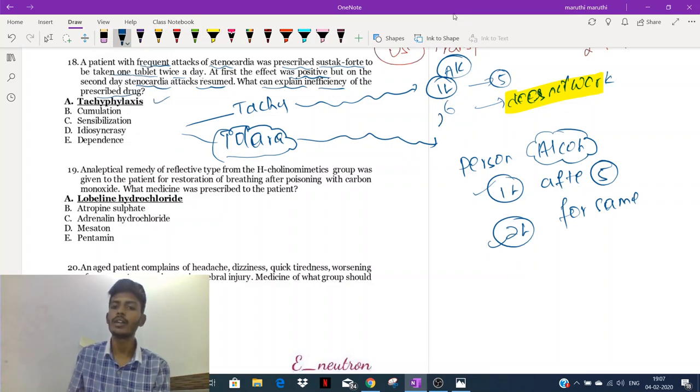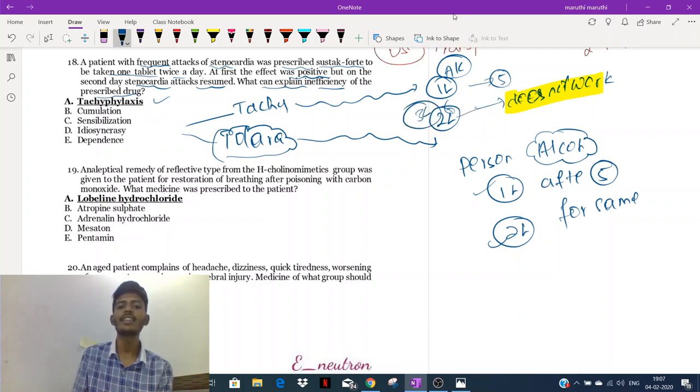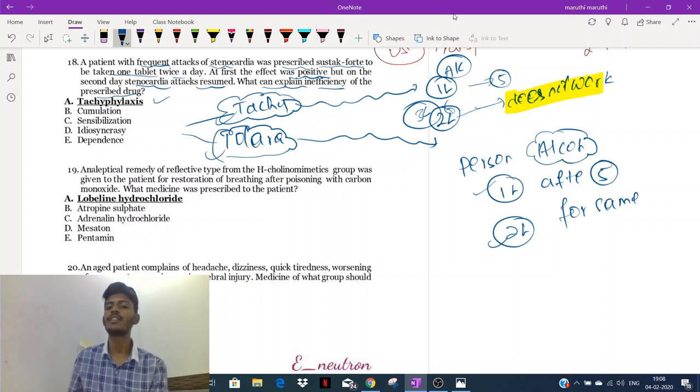He will take 2 liters. Even if he takes 2 liters, it will not work. He'll take 3 liters, it will not work. Means by increasing the dose, the effect is not shown. That is called tachyphylaxis. If the dose is required to be increased to get the same effect, that will be tolerance. So this is the story of tolerance and tachyphylaxis. Now let's apply this story to the question.